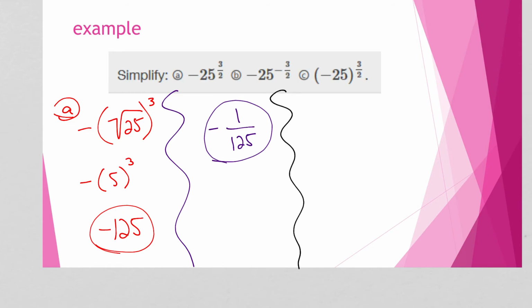All right, let's look at part C. So notice the negative sign is inside the parentheses. That means that it's going to be under the radical. So I want to take the square root of negative 25 and take that answer and raise it to the third power. Okay, the 3 is right there. The 2 is in the index. We don't write it. It is there. The negative, because it's inside the parenthesis, goes under the radical.